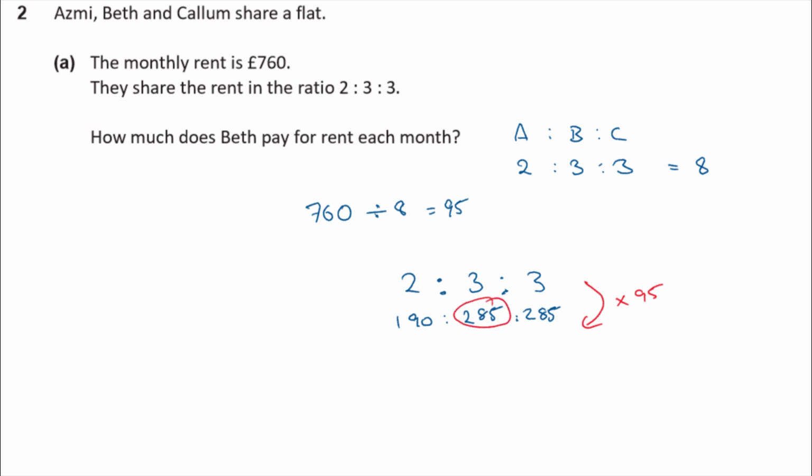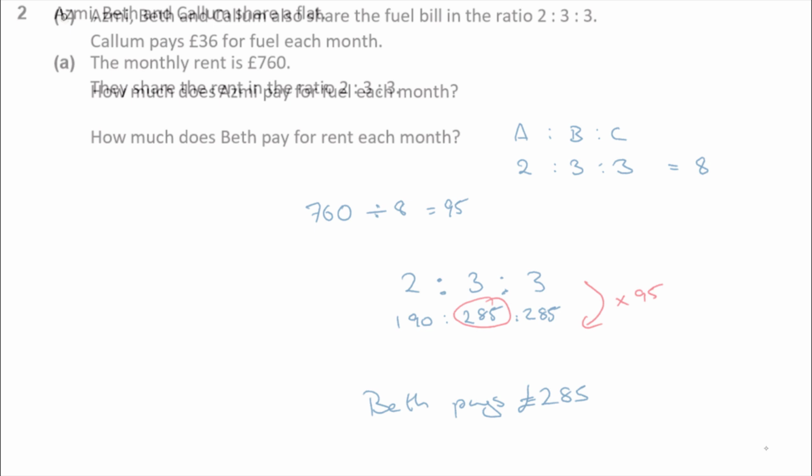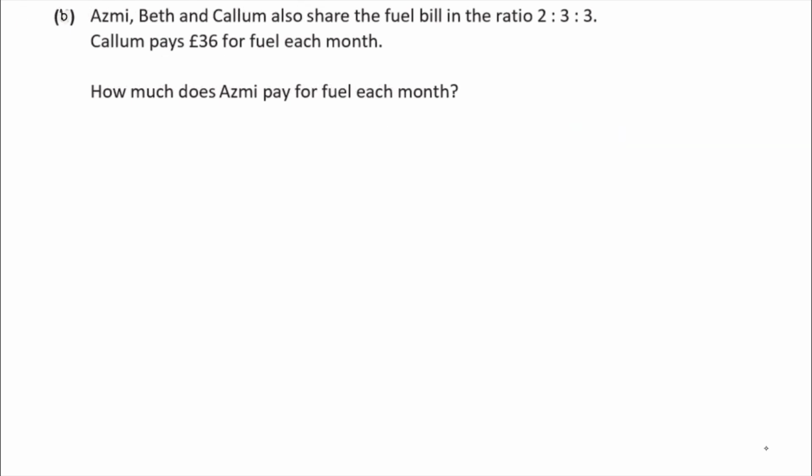Okay, so how much does Beth pay? Beth pays 285 squids. Okay. Part B says Asmi, Beth and Callum also share the fuel bill in the ratio of 2 to 3 to 3. Callum pays £36 for fuel each month. How much does Asmi pay for fuel each month?